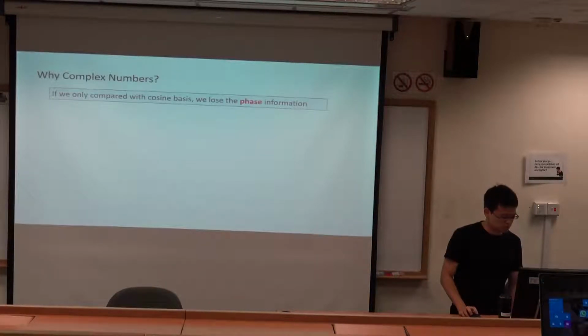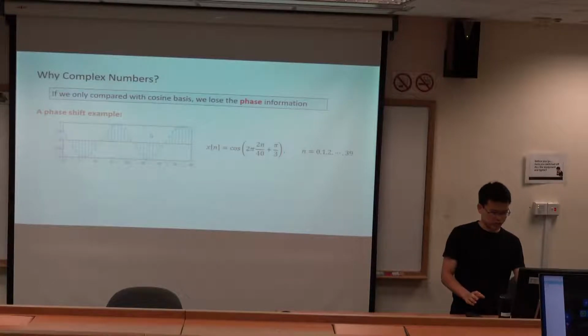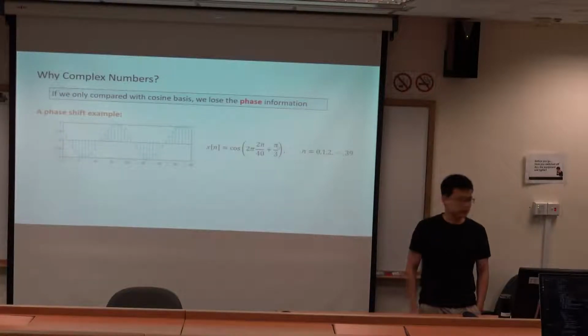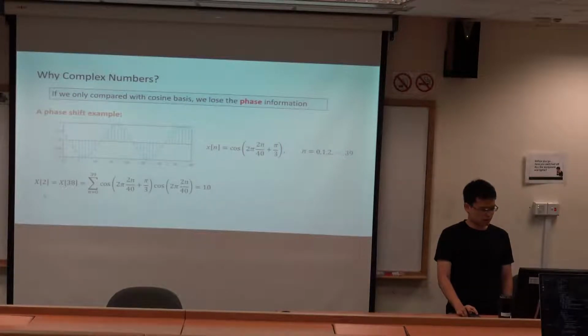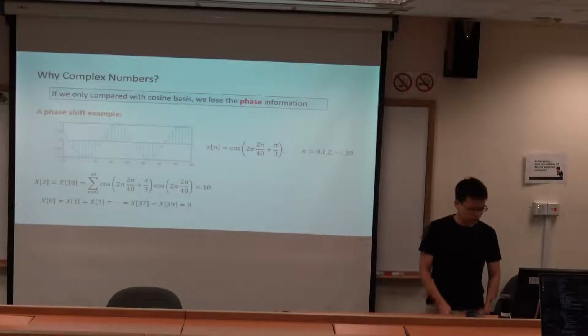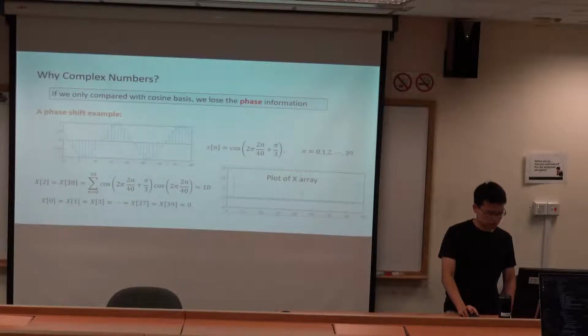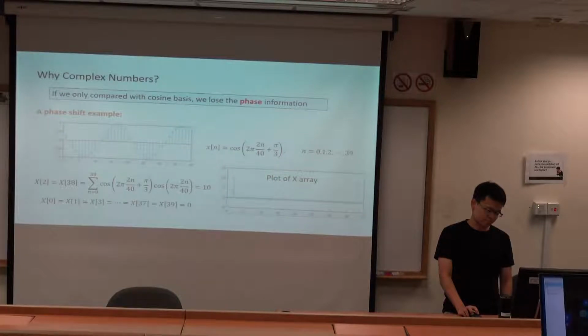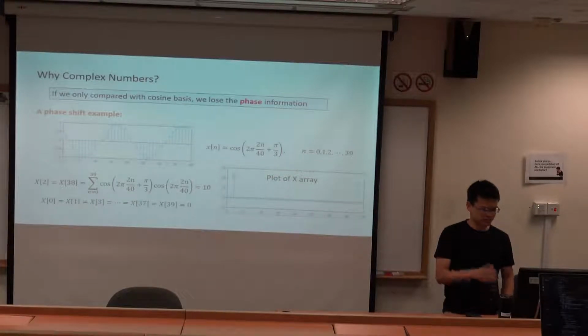Let's look at an example. I shift the original signal by pi/3, right? And let's do it again. And I found X of 2 equals X of 38 equals 10. It was 20 before, but now it's 10. And for the other entries, they are all zeros. And if I plot this array, well, actually, except for the change of magnitude, nothing changed.